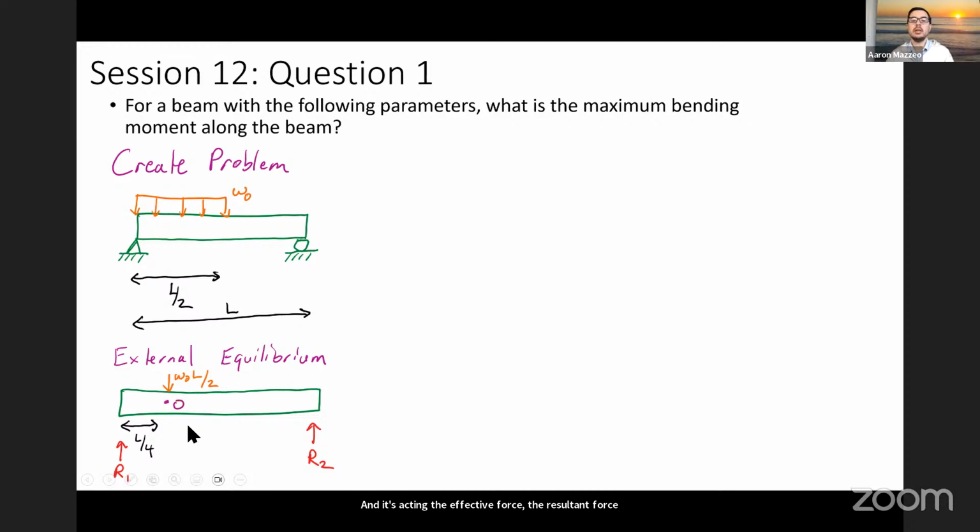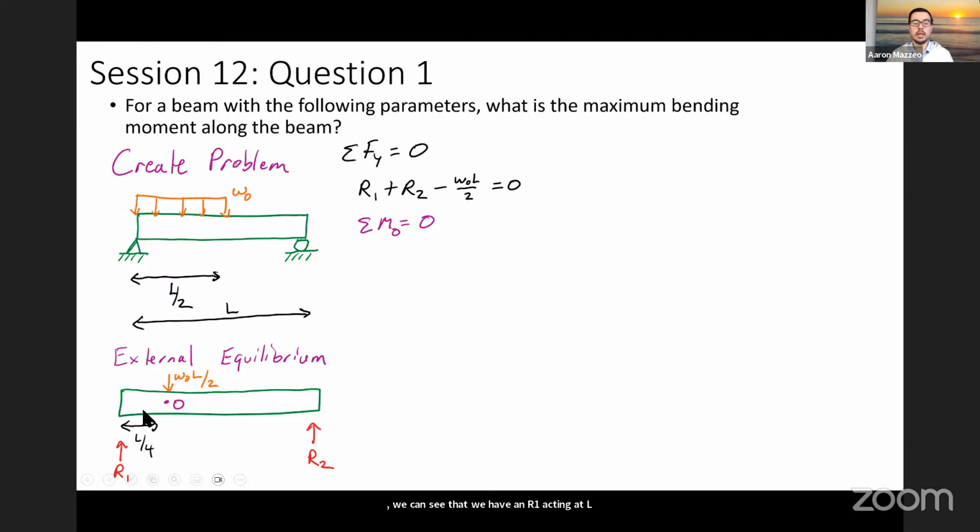We'll go ahead and take the moments about O, which we're going to put right beneath this location, where the effective force, the resultant force from the distributed force, is acting. The summation of the forces in the vertical direction is going to be equal to 0. And the summation of the moments at O is going to be equal to 0. For this, there are two contributors. Because we selected it right underneath this W naught L over 2, we have an R1 acting at L over 4.